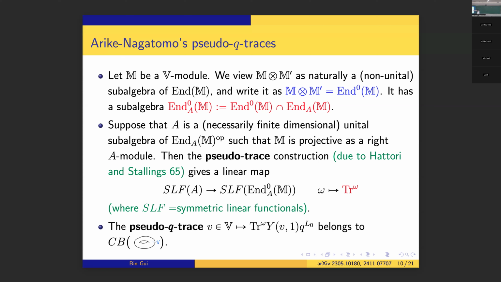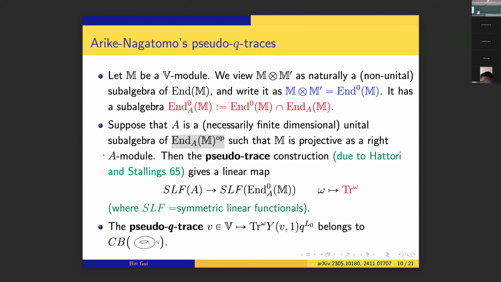And it has a subalgebra A zero M. It is defined to be all the elements inside N zero M, which, I forgot to mention what A is. A is the subalgebra of the opposite of the endomorphism. Ah, sorry, maybe I have to use the cursor to show the online audience that there's a typo here. It's not the N A M, it is the N V M, the endomorphism with respect to the V action. So on the platform, it's the N V M op. So A is the algebra of N V M op, and because N V M is necessarily finite dimensional, A is also finite dimensional. And so we can consider N A zero M to be the elements of N zero M which commute with the action of A.